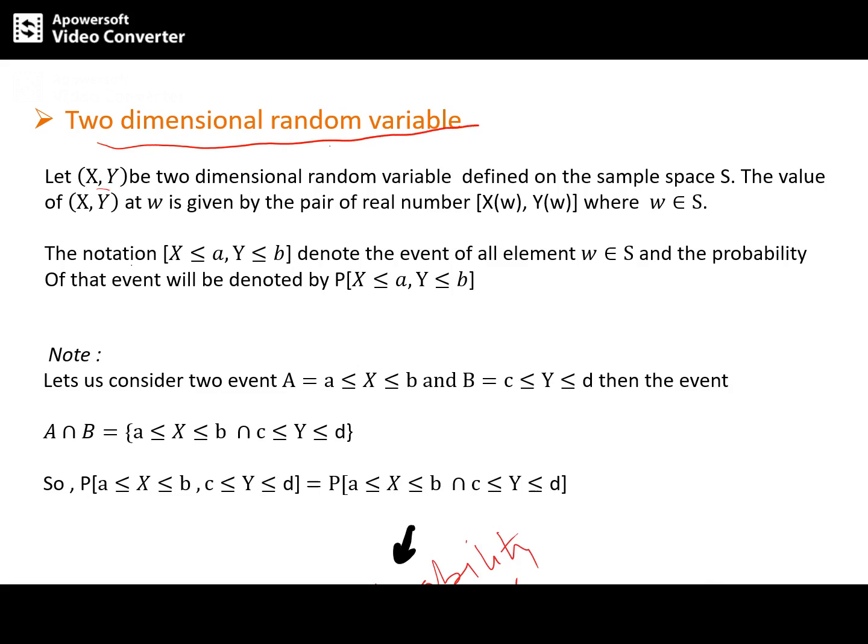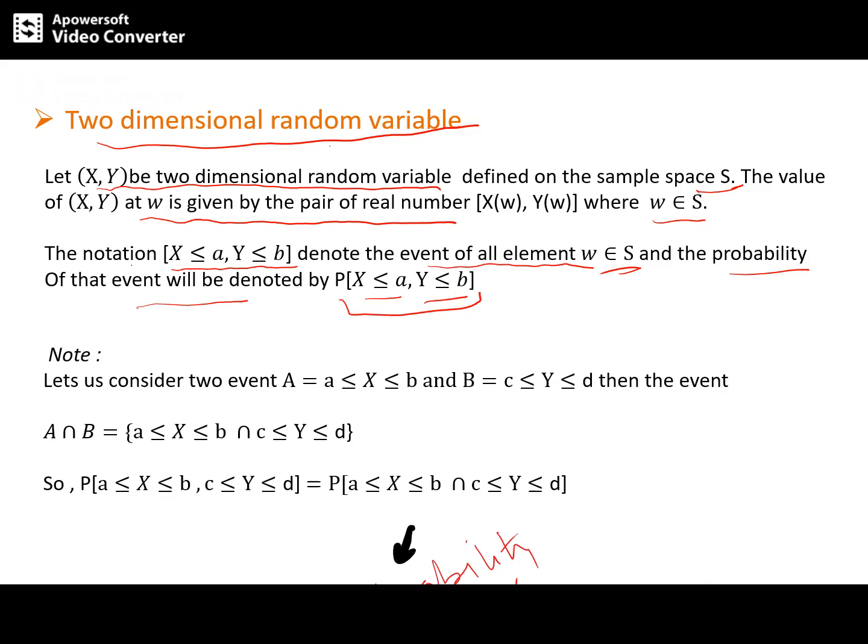Let X and Y be a two-dimensional random variable defined on a sample space S. The value of (X, Y) at W is given as a pair of real numbers, where W belongs to the sample space. Now, the notation X less than a, comma, Y less than b denotes the event of all elements W belonging to the sample space S, and the probability of that event will be denoted by probability X less than a and Y less than or equal to b.